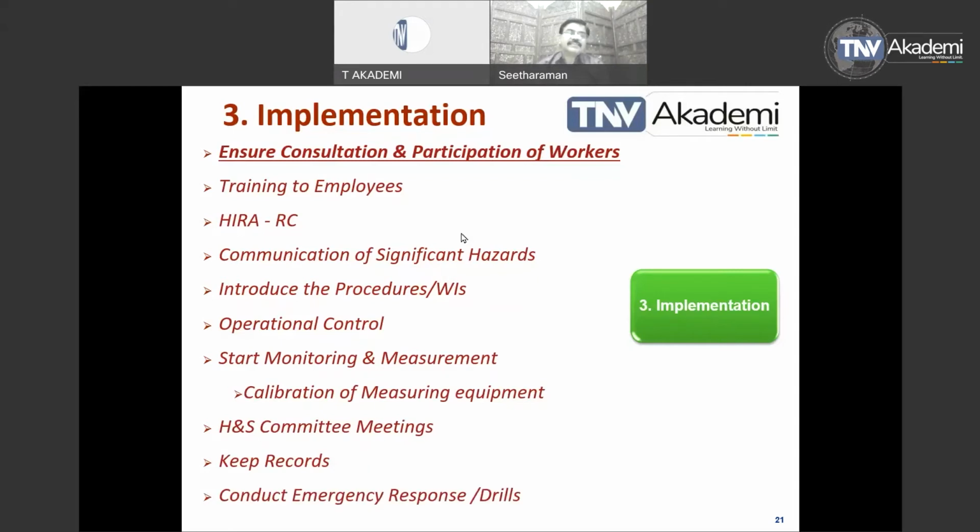Then conduct emergency response drills to perfect our response in case of a real emergency. We should not have an emergency, but we are prepared for it, so that in case something goes wrong, we are not panicking. We are giving an orderly response to the emergency. That's why the drills are going to help us a lot.